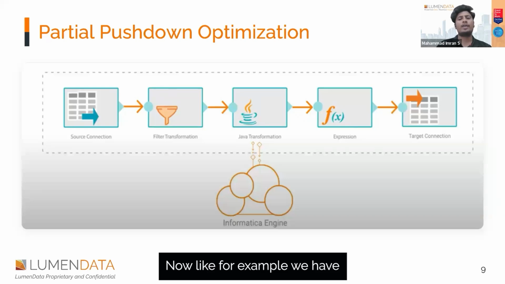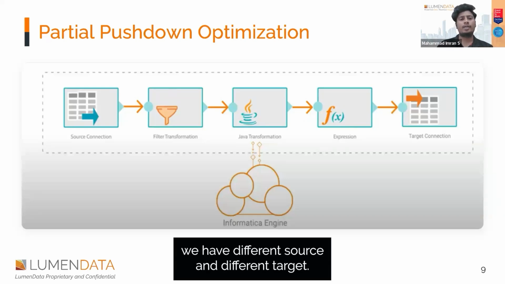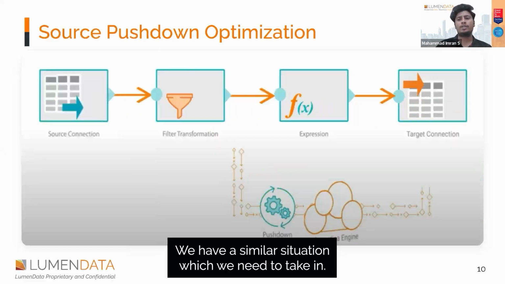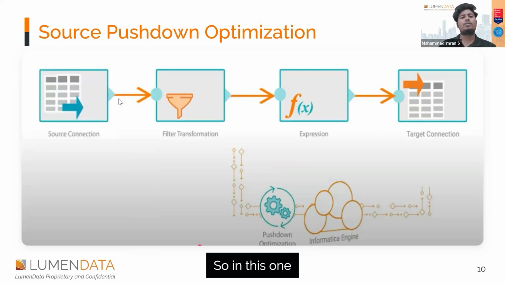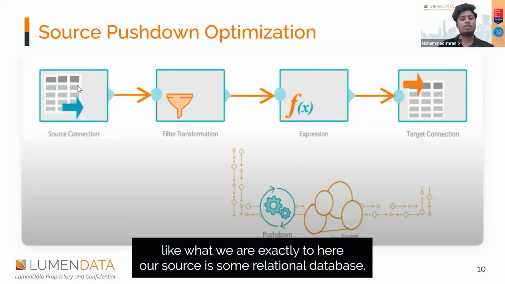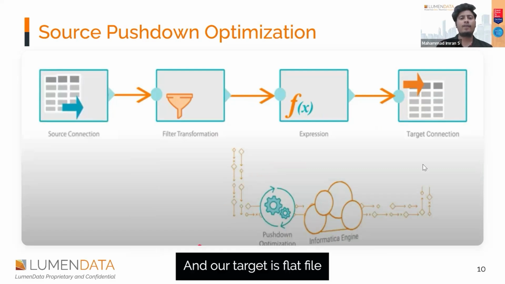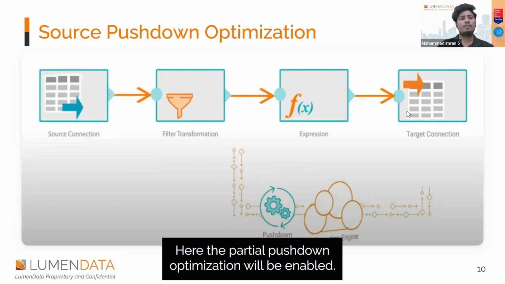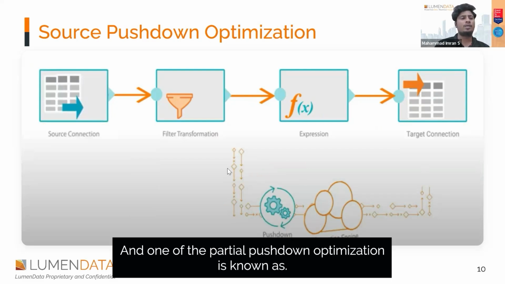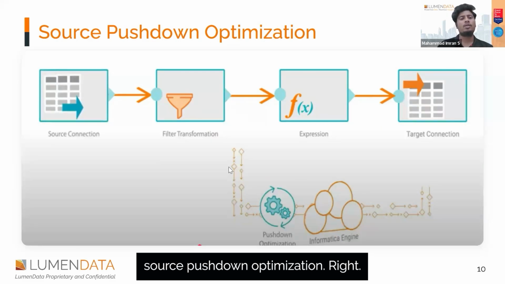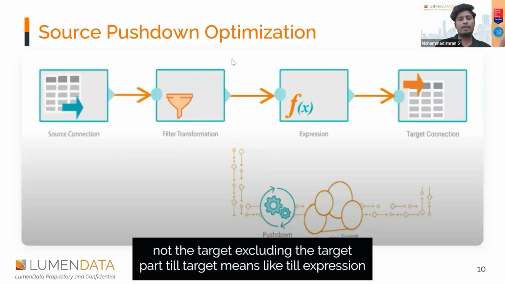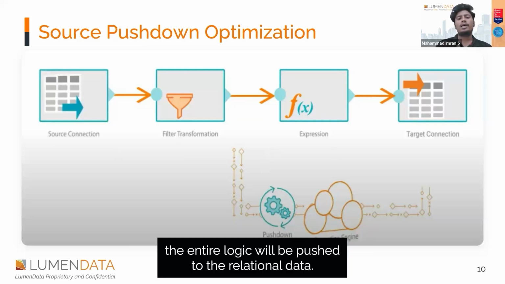Now, for example, we have a different source and a different target. So in this case, what happens? Moving to the next slide, we have a similar situation which we need to tackle. In this one, our source is a relational database and our target is a flat file. Here the partial pushdown optimization will be enabled, and one of the partial pushdown optimizations is known as source pushdown optimization. So from the source till the target, excluding the target part, that means till the expression, the entire logic will be pushed to the relational database.